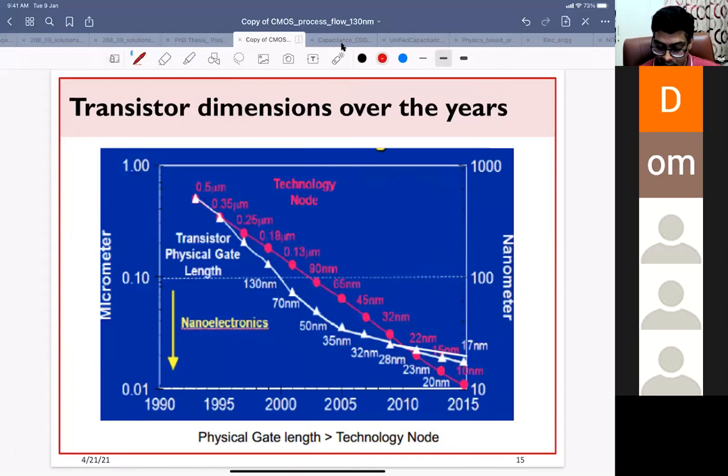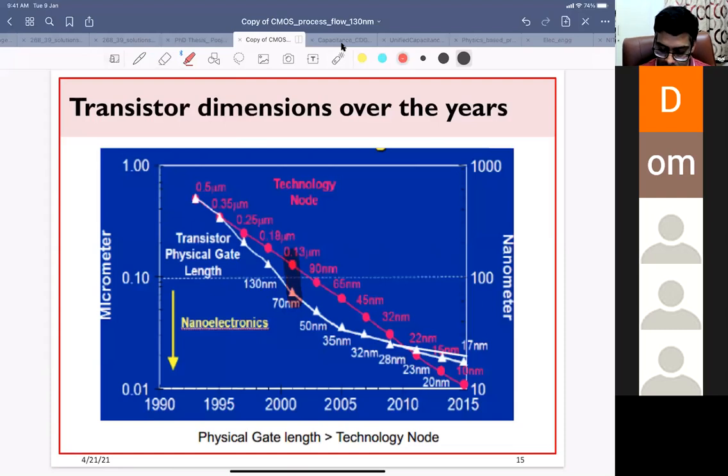So here you see, as I was telling you, this white line is your physical gate length in different technology nodes, right? And this red line is your node name, and this is following a 0.7 scaling, the red line. But the physical gate length, the actual gate length that we use, if you talk about the 130 nanometer node, the minimum gate length is 70 nanometer. So if you say, okay, this is 130 nanometer technology, minimum gate length is 130 nanometer, this is not correct, right? Minimum dimension is 70 nanometer, right?